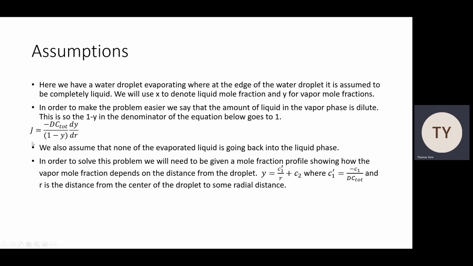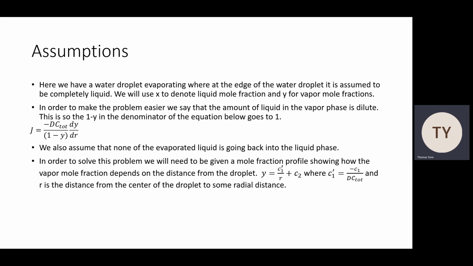Here we have a water droplet evaporating, where at the edge of the water droplet, it is assumed to be completely liquid. We will use x to denote liquid mole fraction and y for vapor mole fractions. That is just one of the assumptions that we will have to use in order to make this problem doable and less difficult. Now, for more assumptions, in order to make it easier, we have to say that the amount of liquid in the vapor phase is dilute. This simplifies the equation below. We also assume that none of the evaporated liquid going to the vapor phase is going back into the liquid phase.